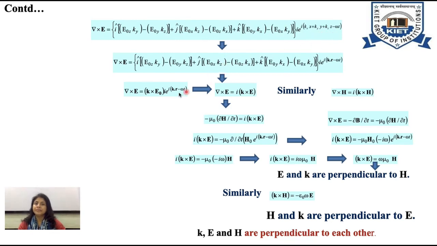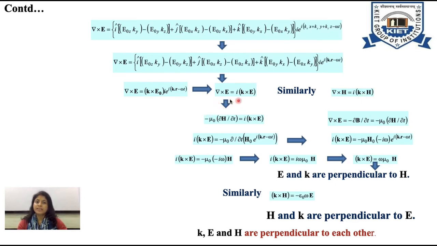Then this is the cross multiplication of k cross E naught. Then del cross E is equal to k cross E naught into e to the power i (k dot r minus omega t). We know that E naught into e to the power i (k dot r minus omega t) becomes E. Then del cross E is equal to i k cross E. Similarly, we can show that del cross H is equal to i k cross H.